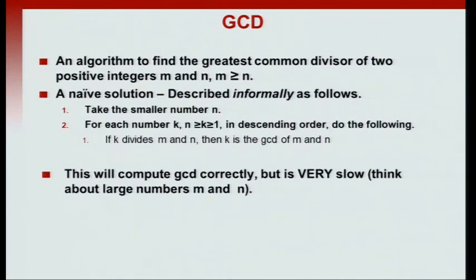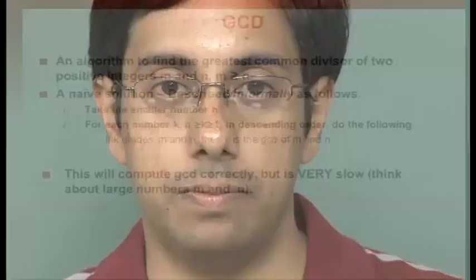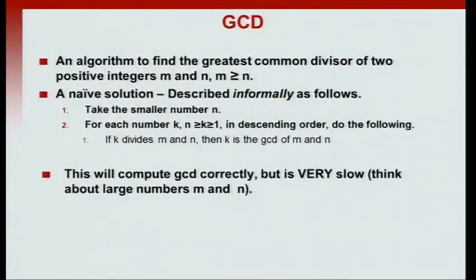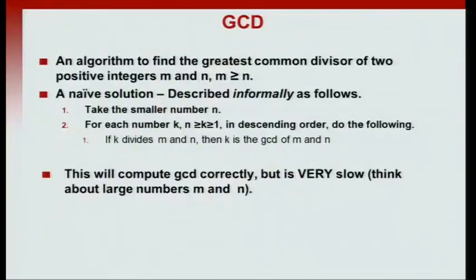Think about very large numbers m and n, and you will see that it may go n steps before reaching the correct GCD. So compute the GCD of two very large numbers which are relatively prime to each other. That means that the GCD of m and n is 1. If you pick such a pair, this algorithm will compute the GCD correctly, but it will take n steps because you have to go down all the way from n to 1 before you hit the GCD. Okay. Can we do better?